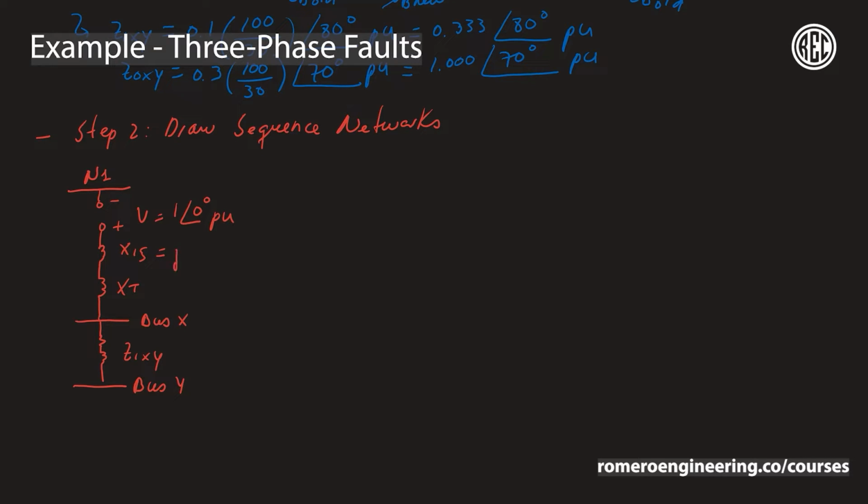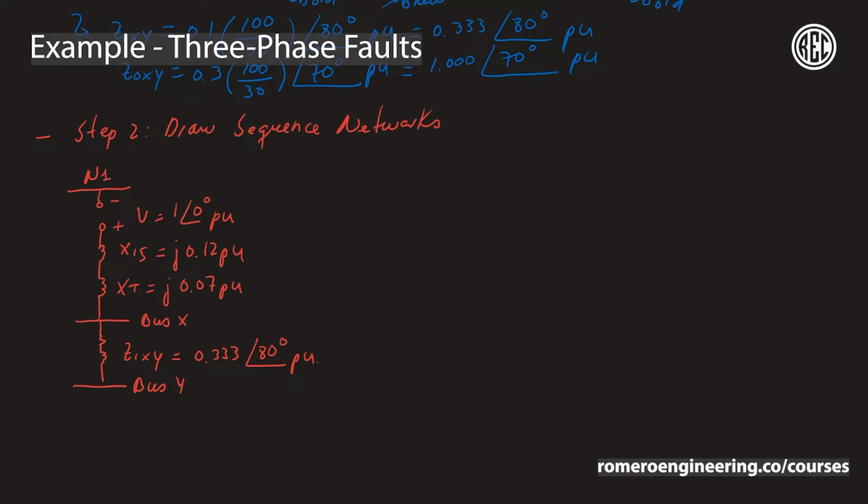And let's actually go ahead and plug in the numbers. So this is J 0.12 per unit, so 12%. The transformer impedance is J 0.07 per unit, and the feeder is 0.333 at an angle of 80 degrees. And this is again in per unit.